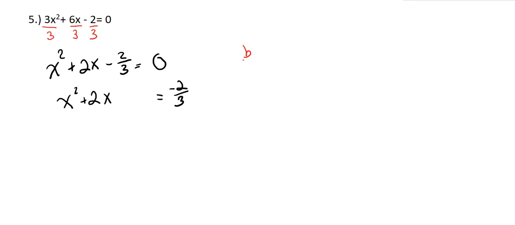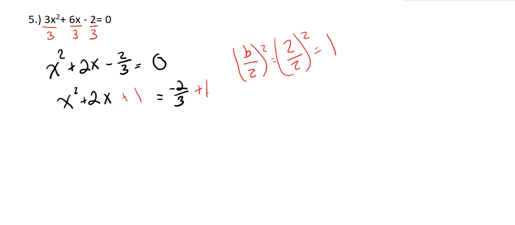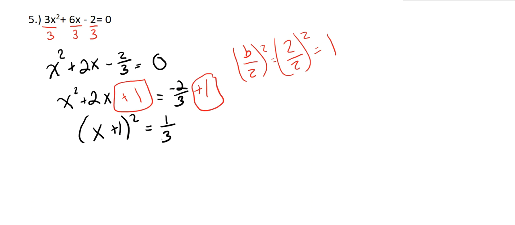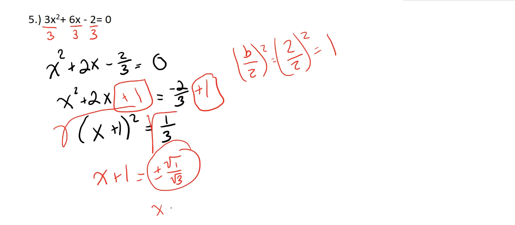I'm going to add (B over 2) squared, which is 2 over 2, which happens to be 1. And again, I do it to both sides. I factor the left, and I get 1/3 on the right. From there, we're going to take the square root. We're going to get x plus 1 equals plus or minus square root of 1 over square root of 3. I need to rationalize this though too. So I'm going to get x equals negative 1 plus or minus square root of 3 over 3.